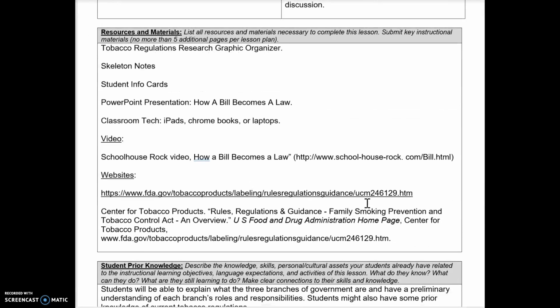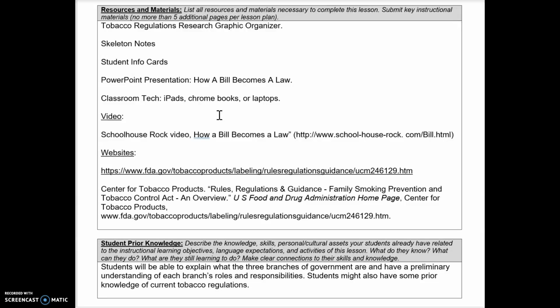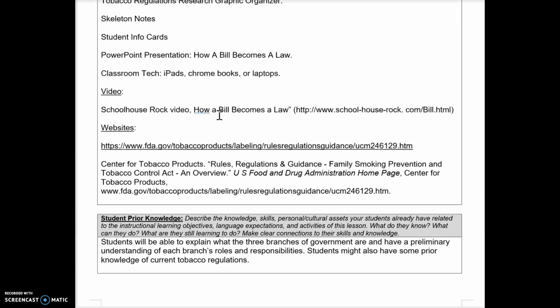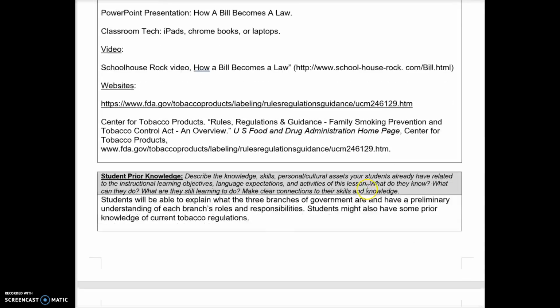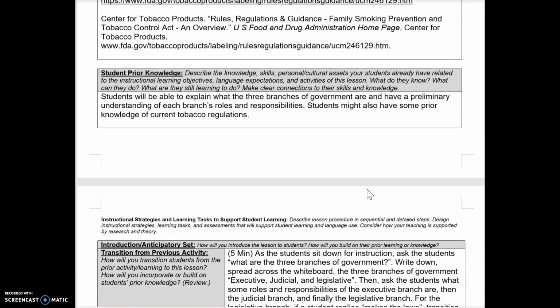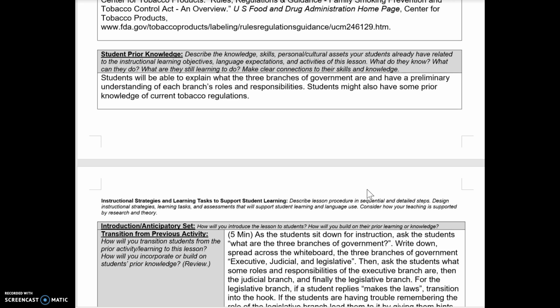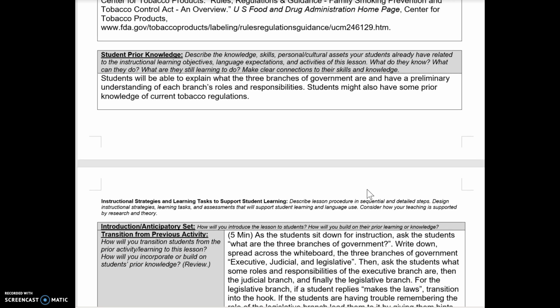Here are our resources and materials. We have a graphic organizer. We're going to do skeleton notes that go along with our PowerPoint lecture, and then some other things listed here. So, student prior knowledge. Students should already know what the three branches of government are, and they should have some understanding of what each branch's roles and responsibilities are from previous lectures and classes. Students should also have some prior knowledge of current tobacco regulations, mostly from personal observations of what they've seen around in their life. You see signs for the minimum age of purchasing tobacco and things like that all the time. So that's what we're referring to here.